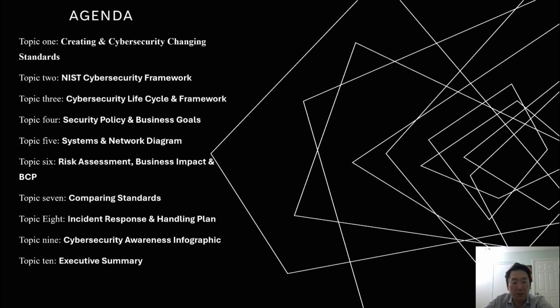And then topic 6 will be risk assessment and business impact and BCP. Topic 7 will be comparing standards. Topic 8 will be incident response handling plans. Topic 9 will be cybersecurity awareness infographic. By showing the graph, I'm going to explain more details. And then topic 10 will be summary.